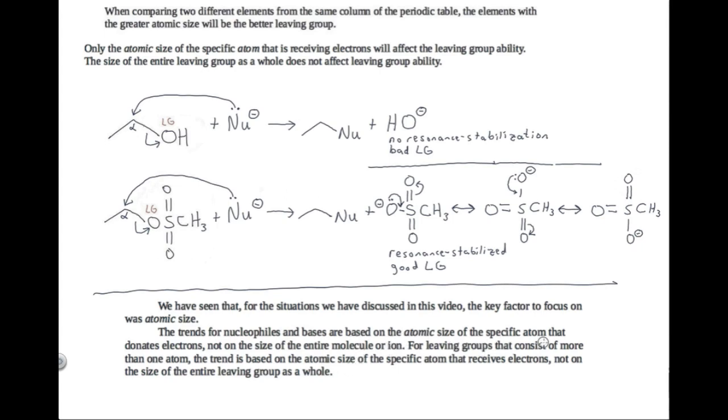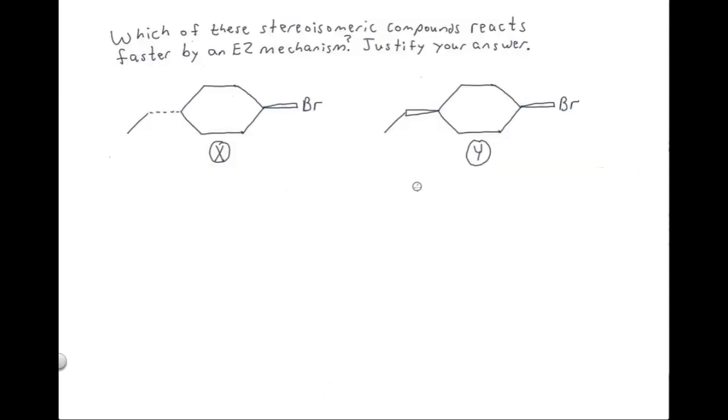And if you have a leaving group that consists of more than one atom, like these, the trends that we talked about in this video were based on atomic size of the specific atom that receives electrons, not on the size of the entire leaving group as a whole. Please pause the video and try this problem. Now let's discuss.